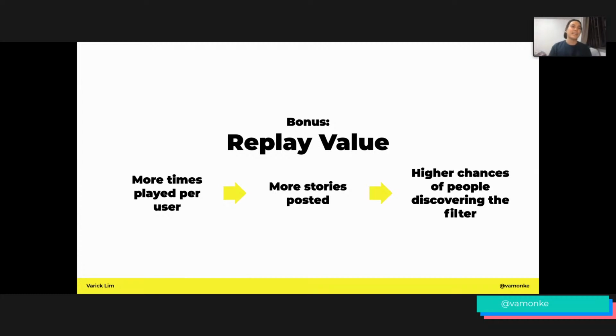For the blocks game, I tried to implement some kind of replay value, but I couldn't really think of a way to make it different each time you play without sacrificing the mechanics. So that's why I consider replay value an added bonus. If you can do it, you should do it. And so that is most of my presentation.